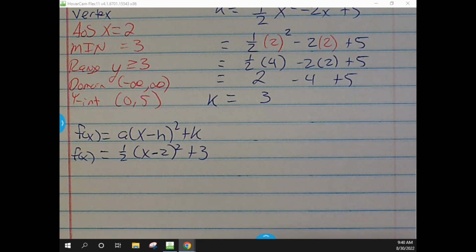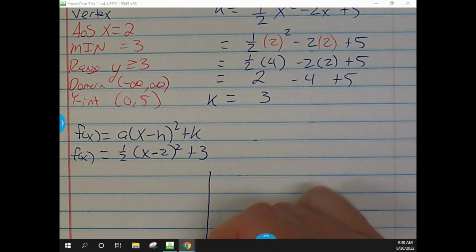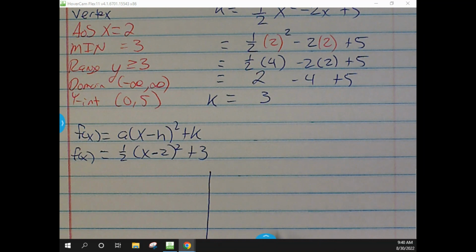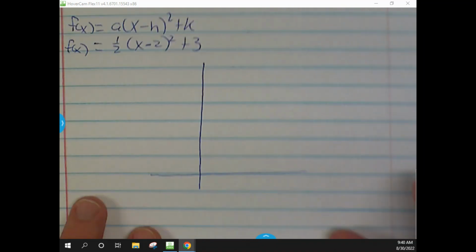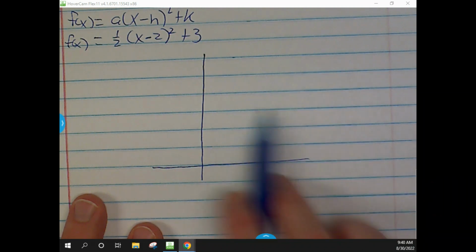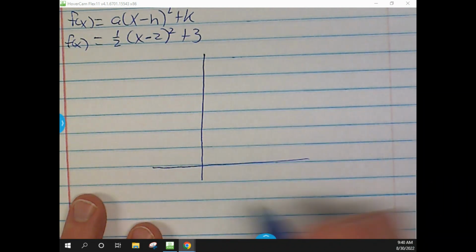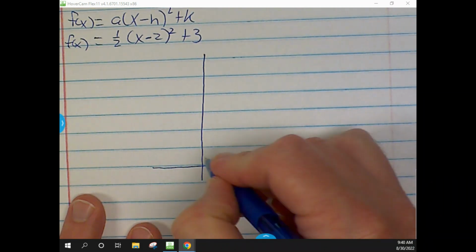Okay, so if we graph this one, vertex is at 2, 3, so we need more room here. All right, so we start to graph it. You'll need a lot of room over here in the top right-hand quadrant, in quadrant 1, so let's make sure we've got plenty of room there.